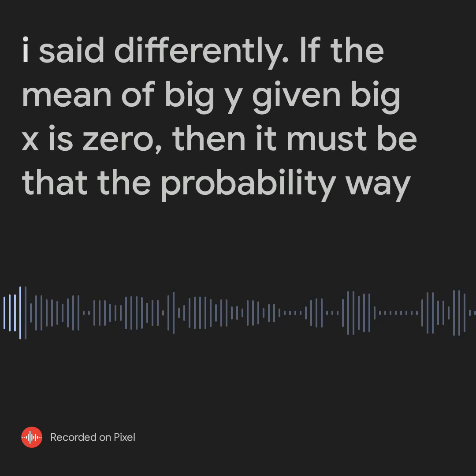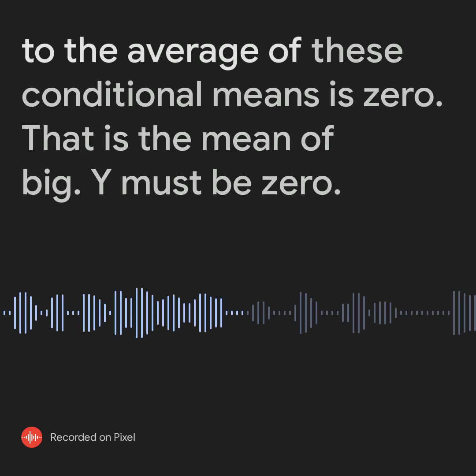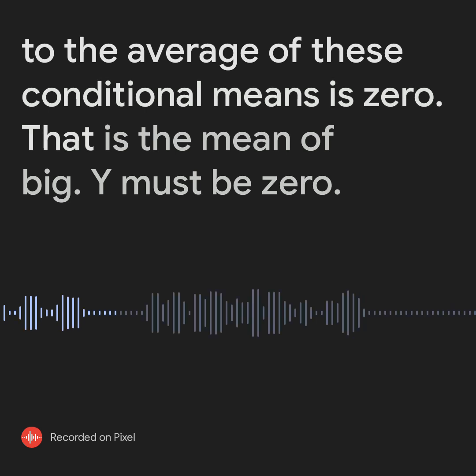Said differently, if the mean of Y given X is 0, then it must be that the probability weighted average of these conditional means is 0. That is, the mean of Y must be 0.